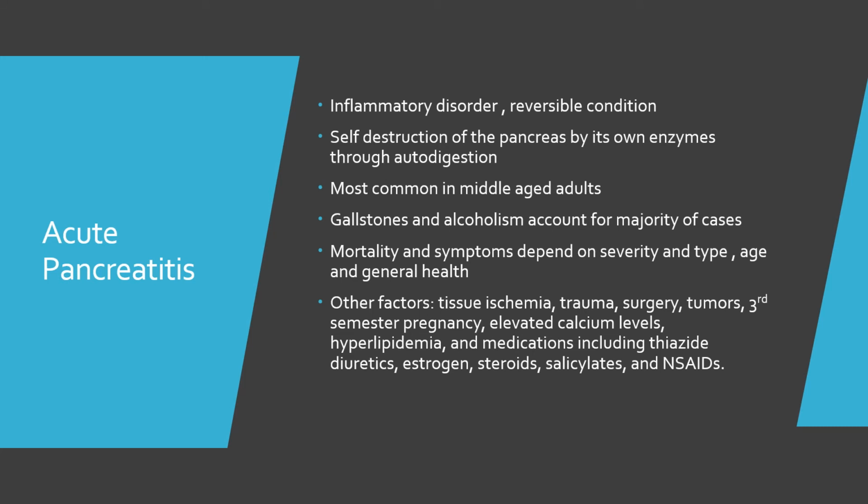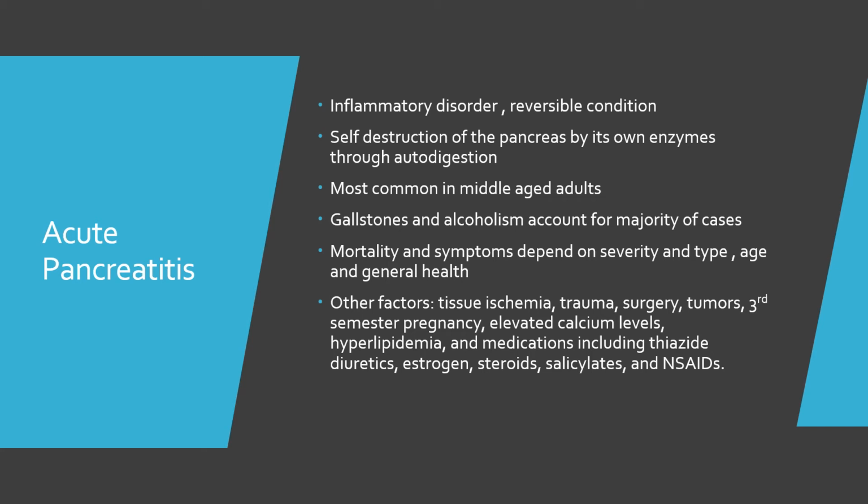So let's talk a little bit about acute pancreatitis. This is an inflammation of the pancreas. It is reversible. The pancreas starts to self-destruct, right? We mentioned autodigestion and that pancreatic enzymes are secreted early and they start to attack the pancreas. It's most common in middle-aged adults. Gallstones and alcoholism are the majority of the cause of acute pancreatitis. Mortality and symptoms depend on the severity, the type, the age, and general health of the patient.